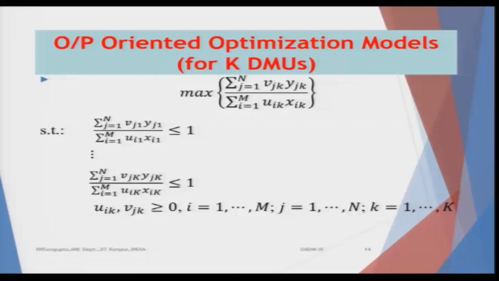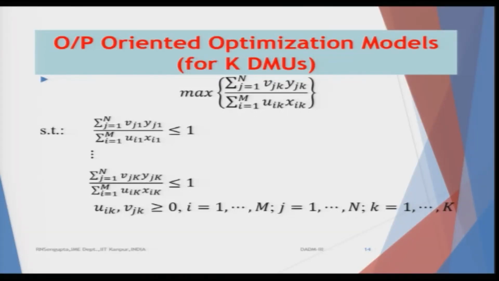Now, the optimization problem looks like a ratio, which means it is non-linear. Well, I agree with that, but we will slowly convert this problem from a non-linear one into a linear one. So, first let us pay attention to the constraints. Now, what are the constraints?